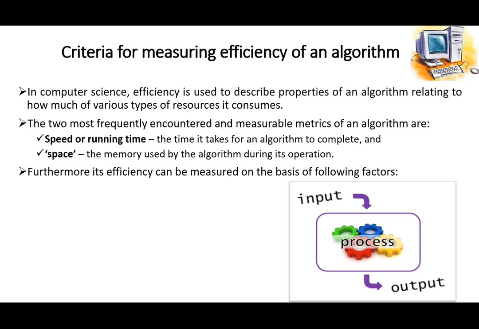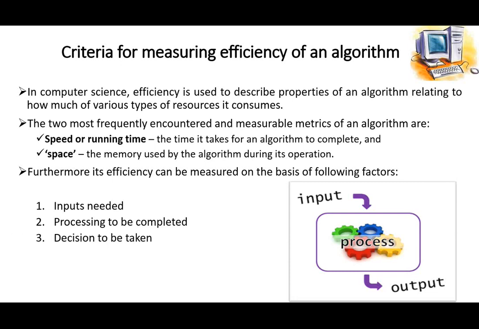Furthermore, its efficiency can be measured on the basis of the following factors. So apart from running time and speed and space, there are some other metrics also. First one, inputs needed. What kind of input is required for the algorithm, and how large the input is. Second, processing to be completed. How much time it will take to process the inputs and convert it into output. That is the second metric for checking the efficiency of an algorithm.